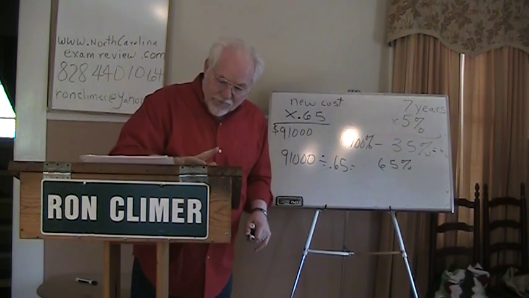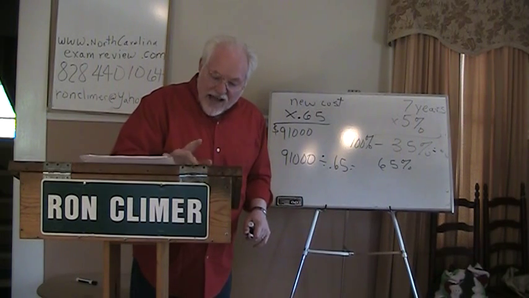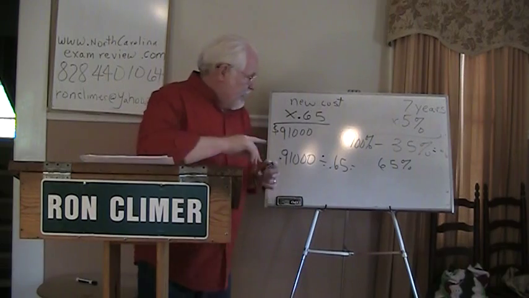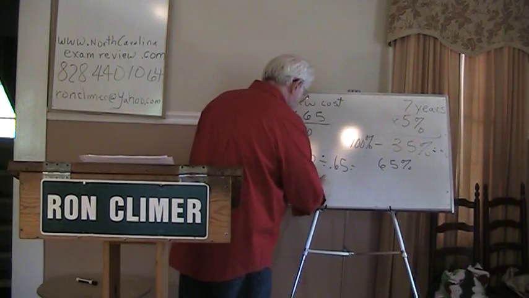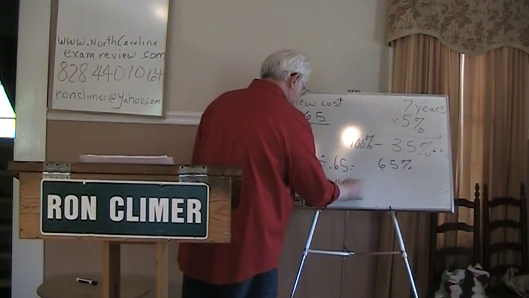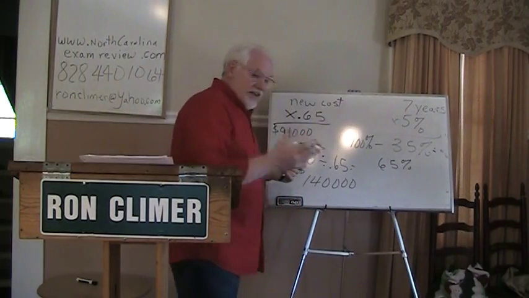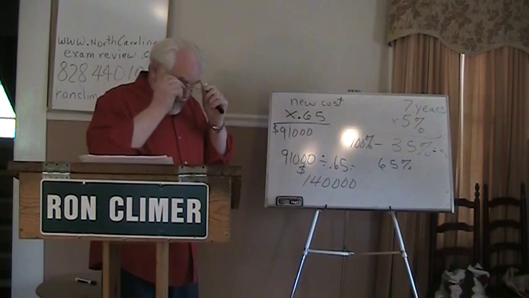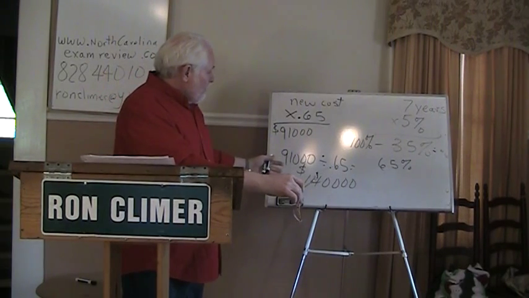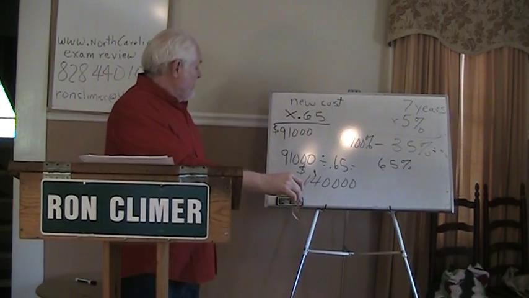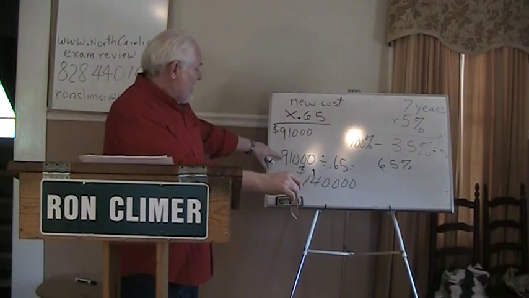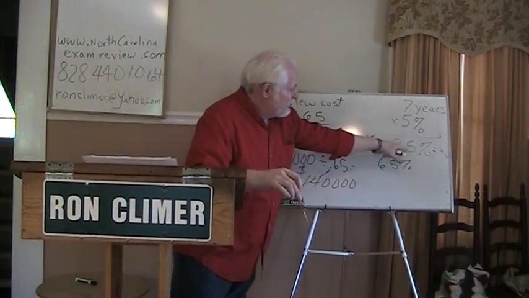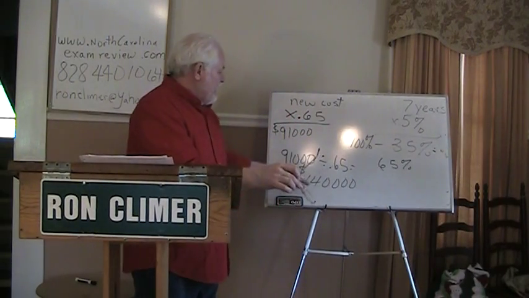$91,000 divided by 0.65 is $140,000. Now, that's the right answer. $140,000 is the right answer. So that's the way you do it. You take the $91,000 and you divide it by how much is left, which is what you get when you subtract the depreciation from 100%, and that gives you the new value.